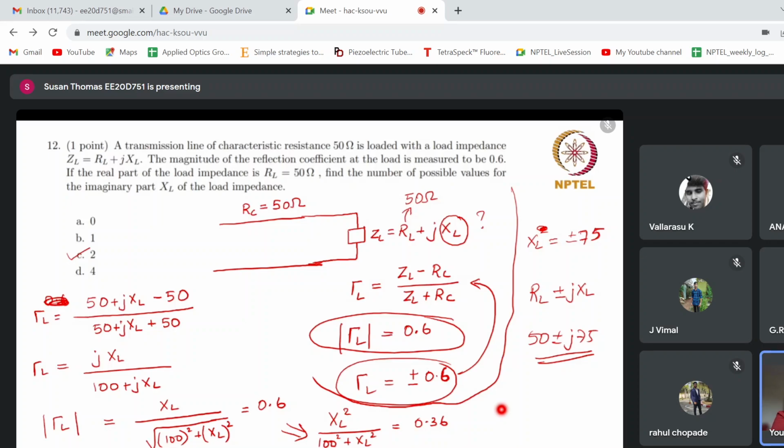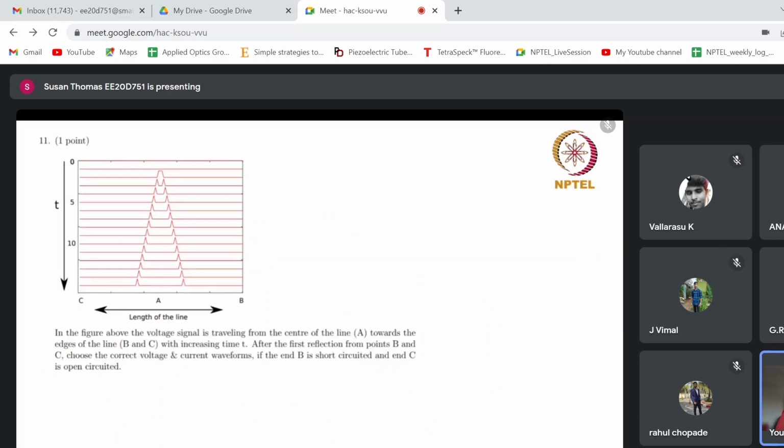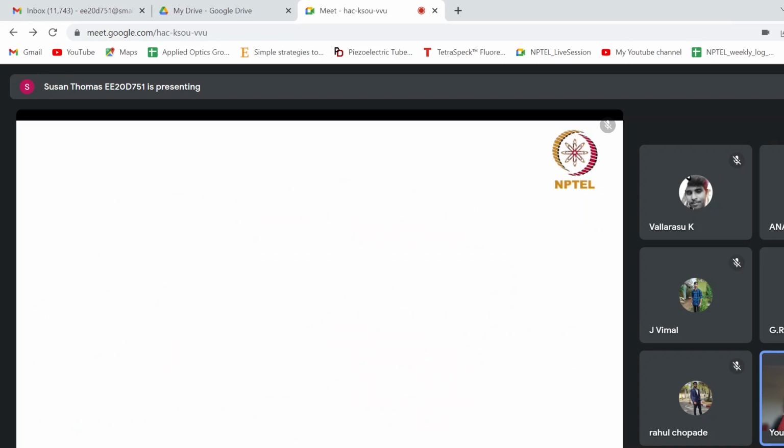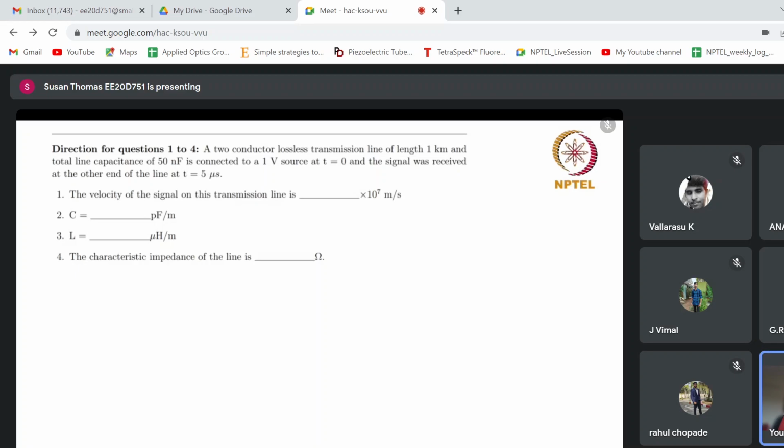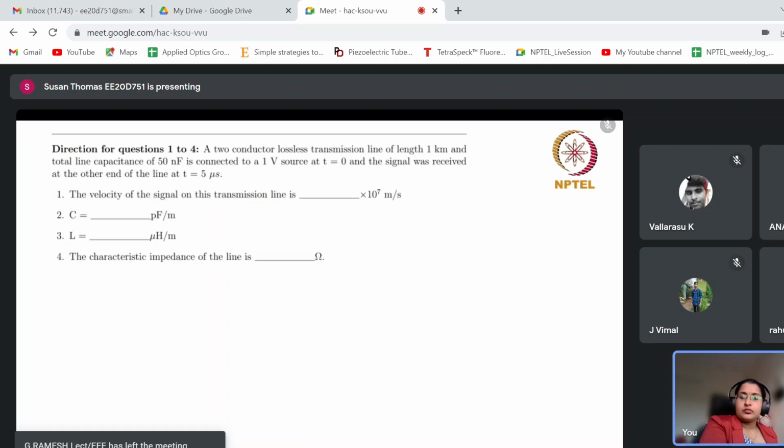Okay, so I think I can move on to the next question. So this question: a two-conductor lossless transmission line of length 1 kilometer and a total line capacitance of 50 nanofarad is connected to a 1 volt source at t equal to 0, and the signal was received at the other end of the line at t equal to 5 microseconds. Find the velocity of the signal on this transmission line.